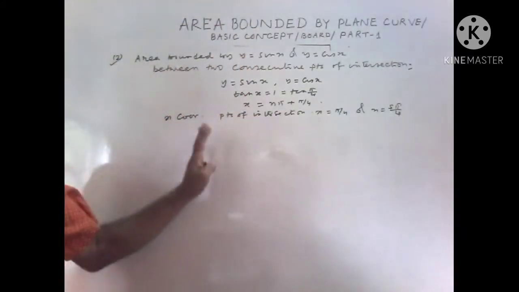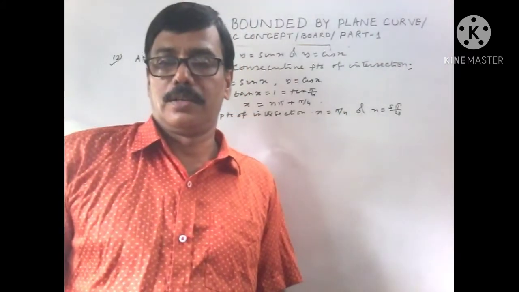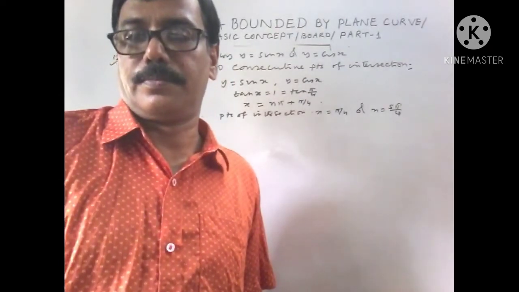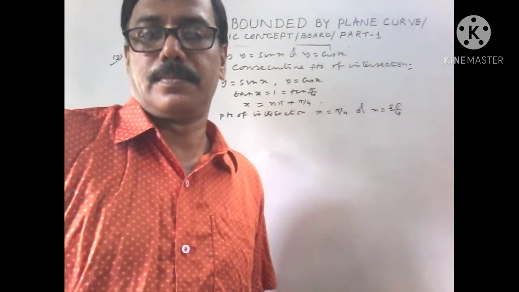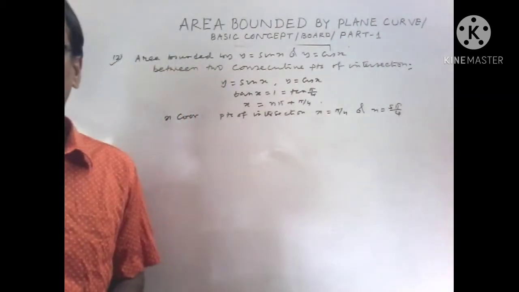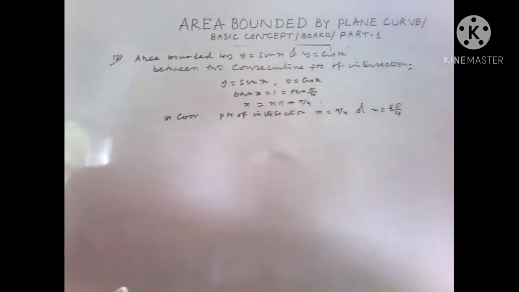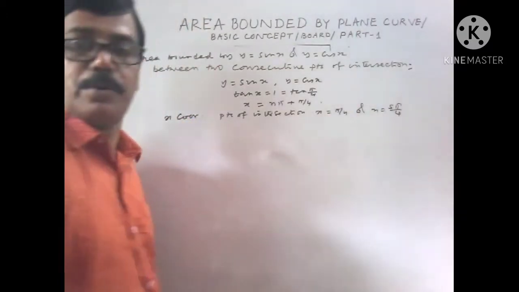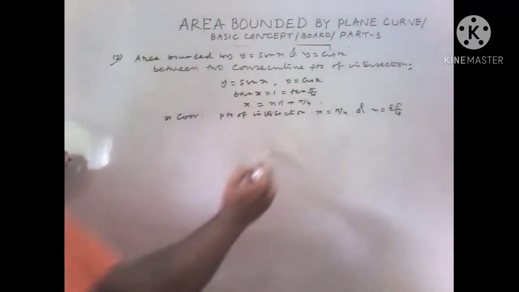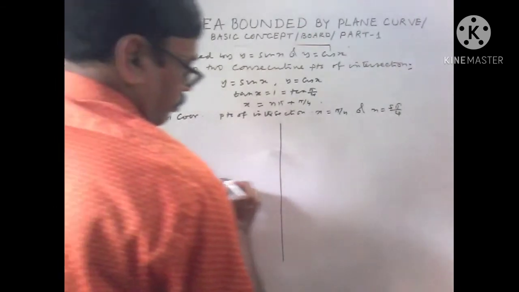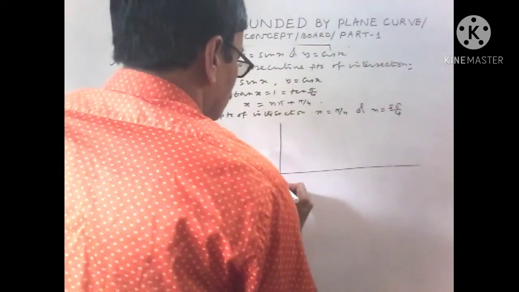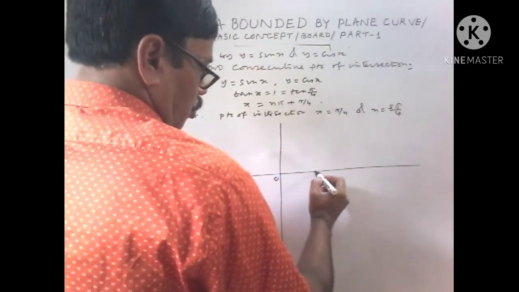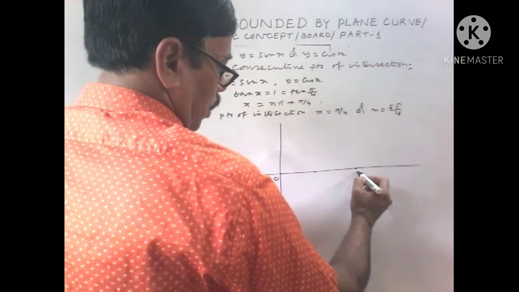This is our first point of intersection. Now, the x coordinates of the points of intersection are pi by 4 and 5 pi by 4. Now, draw the graph. Suppose the intersection is pi by 4 to 5 pi by 4. So we draw the graph within 0 to 2 pi.